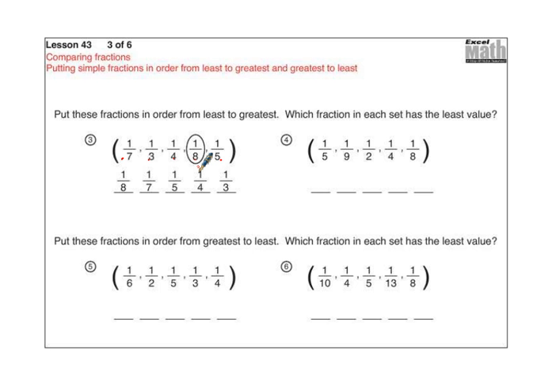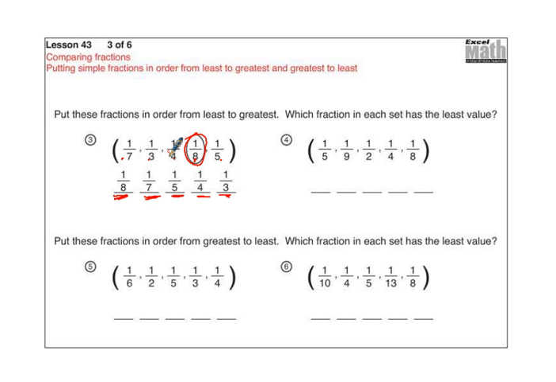But when we cut the pie into 8 pieces, 1/8 is actually the smallest piece because there are more pieces that the pie is getting cut into. So the more pieces you cut it into, the smaller the pieces get. So this 1/8 is the smallest fraction, and then we go up a little bit larger to 1/7, 1/5, 1/4, and 1/3, and then they circled the fraction that has the least value there.